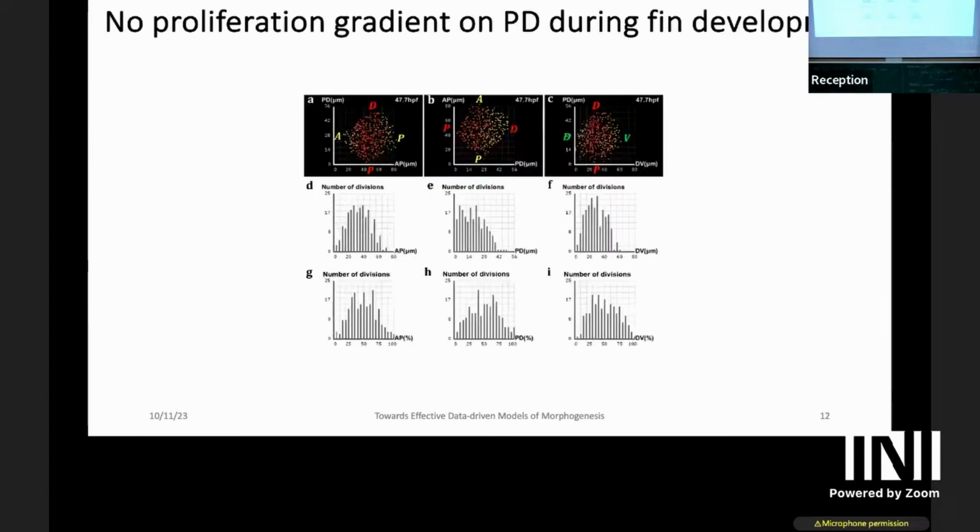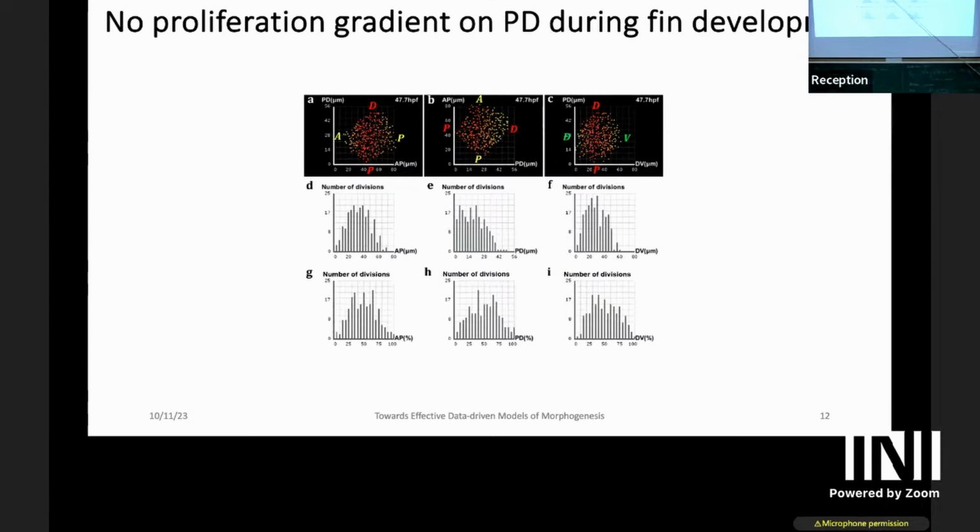For the first one, we counted divisions. We divided the whole thing into bands, and within each band, we counted divisions. So here, for example, these are divisions along the AP axis, and divisions along the PD axis. This is what we're really interested in: divisions along the proximal-distal axis. This is integrated over time, cumulative.